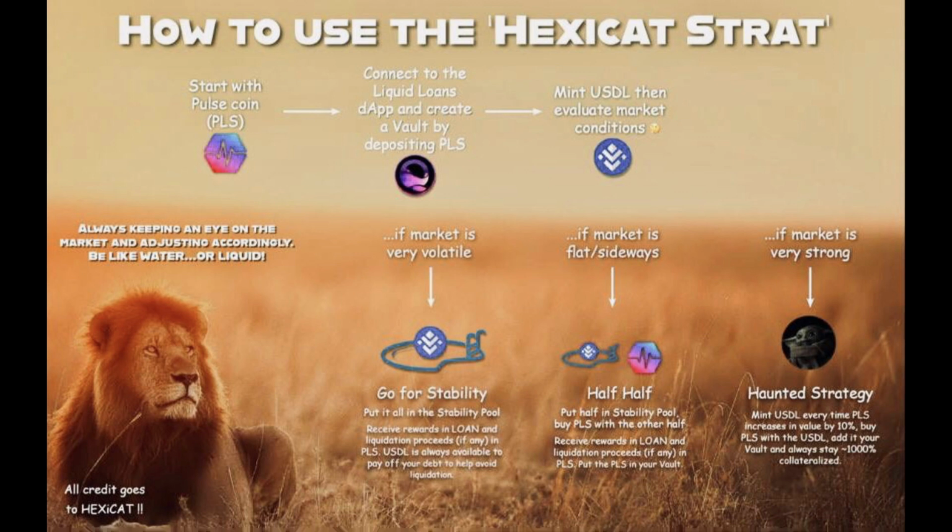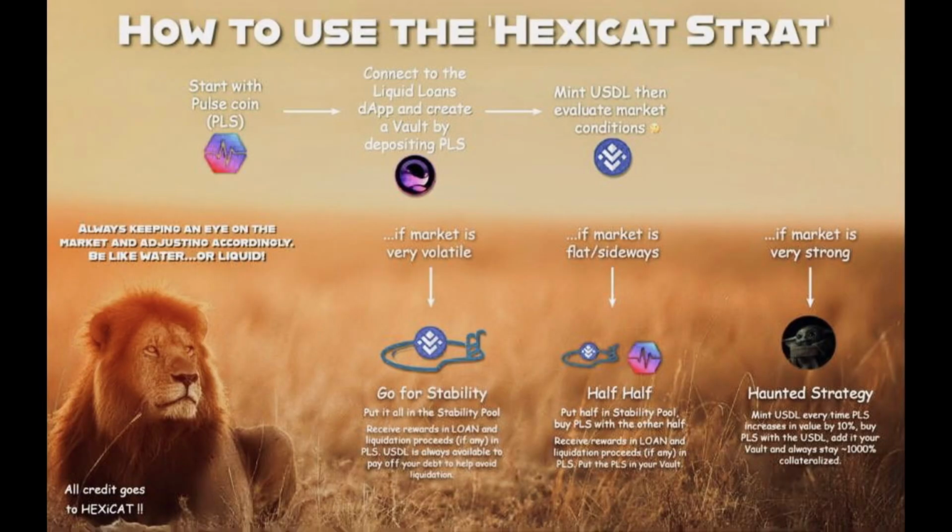So let's say that PulseChain coin has increased from $1 to $1.10. They want you to mint out more USDL using this increased value of PulseChain and then put it back into the vault, okay? Put this USDL back into the vault to decrease the value back to 1000%. They want you to always be 1000% collateralized at all times. Now, if this is kind of confusing, watch that video that I said up there where I describe the Hunter strategy.